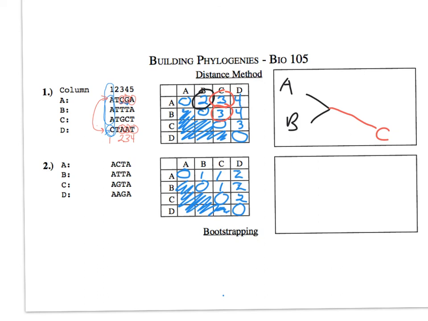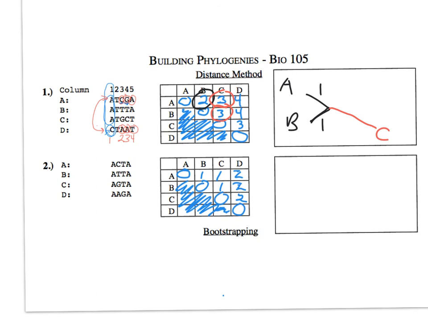We could even put branch lengths on these trees. So the genetic distance in nucleotides change from A to B was 2. So a good way to start drawing these trees is to assume that each of those branch lengths is 1 nucleotide change.